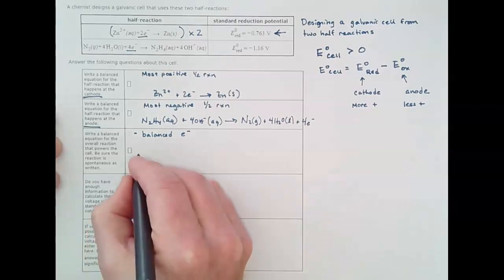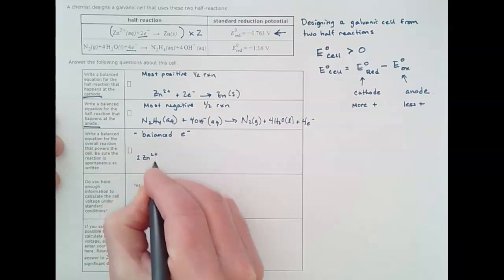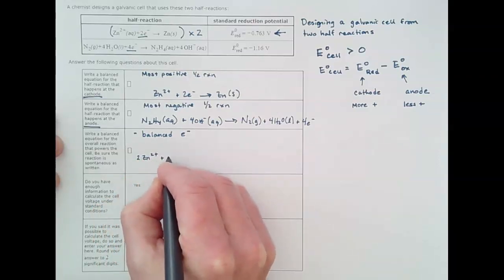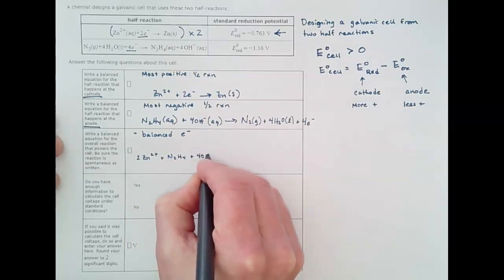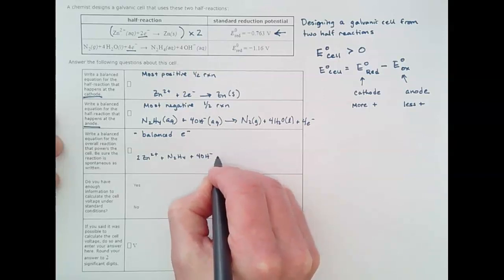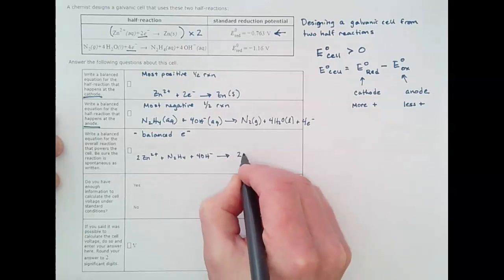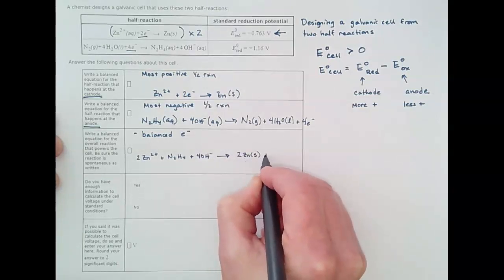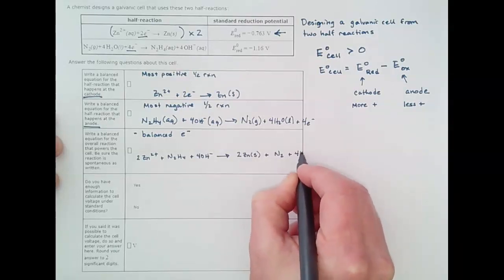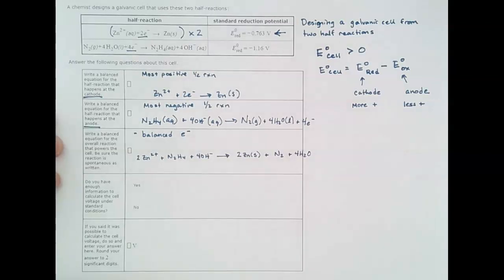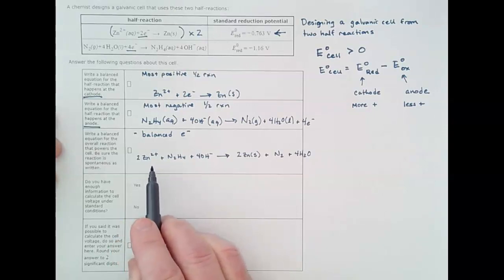So when we do that, we're going to get 2 Zn2+ plus N2H4 plus 4OH minus, all of that going to 2 Zn solid plus N2 plus 4H2O. And of course, when you enter those into ALEX, you need to include their phases correctly, or ALEX will yell at you.